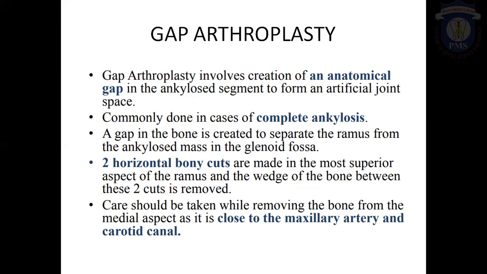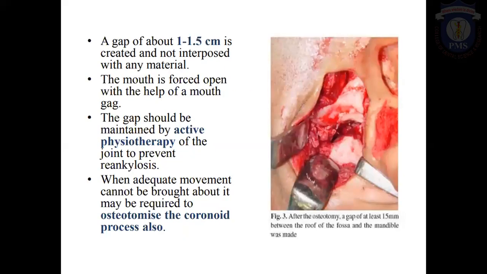Two horizontal bony cuts are made in the most superior aspect of the ramus, and the wedge of bone between these two cuts is removed. Care should be taken while removing the bone from the medial aspect, as it is close to the maxillary artery and carotid canal. A gap of about 1 to 1.5 centimeters is created and not interposed with any material.